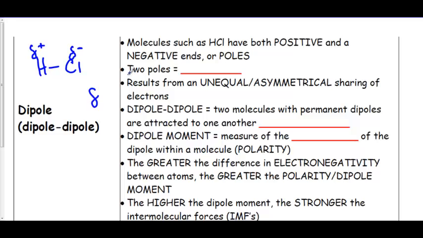And these two poles are called dipoles, di meaning two poles. It results from an unequal or asymmetrical sharing of electrons. The dipole-dipole is two molecules with permanent dipoles, and they are attracted to one another temporarily.